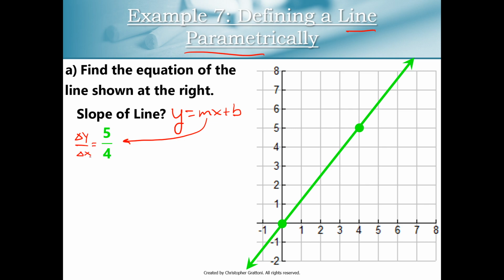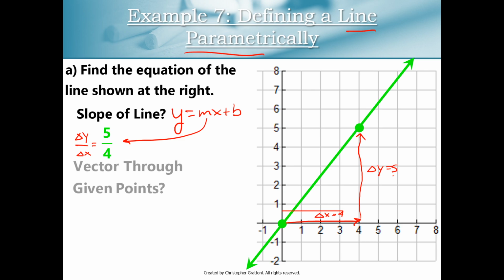So in this case, our slope is 5/4, as in our change in x is 4 units to the right, and our change in y is 5, and so our change in y over our change in x is 5/4. Well, if we want to do this in a vector sense, parametrically, we need a vector that connects the two given points. We need a vector that runs between 0, 0 and 4, 5.